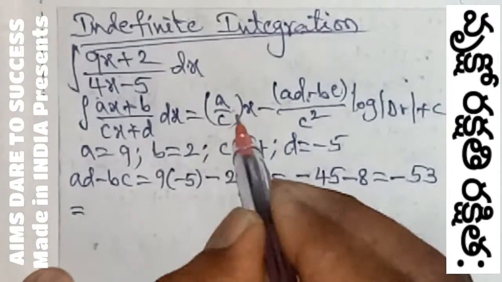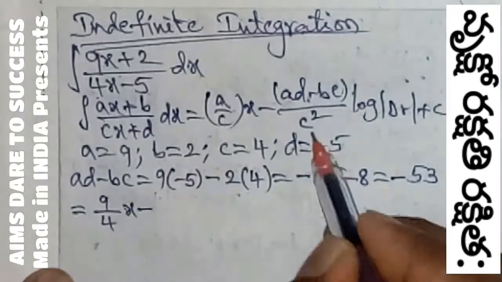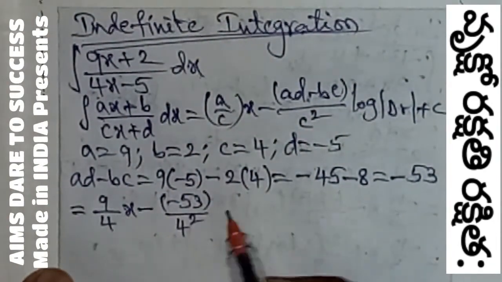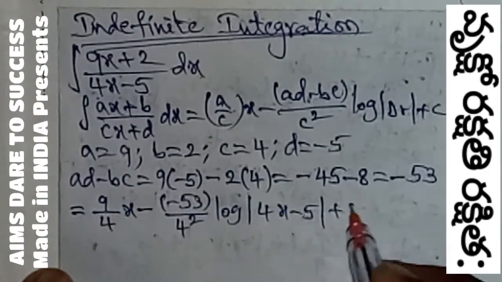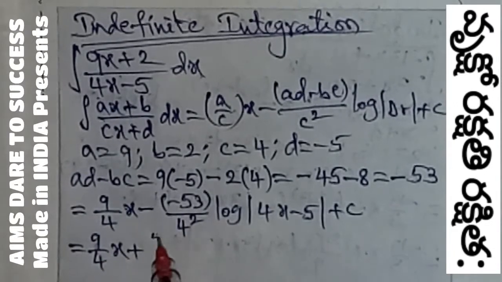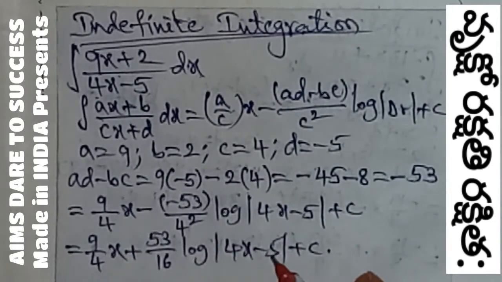Now I want to substitute in the formula: a/c, a value 9 by c value 4, into x, minus (ad - bc) value minus 53 by c², c value 4, c square means 4 squared, into log mod denominator, the denominator value 4x - 5, plus c. The last step: 9/4 x plus 53/16 into log|4x - 5| + c is the required answer.